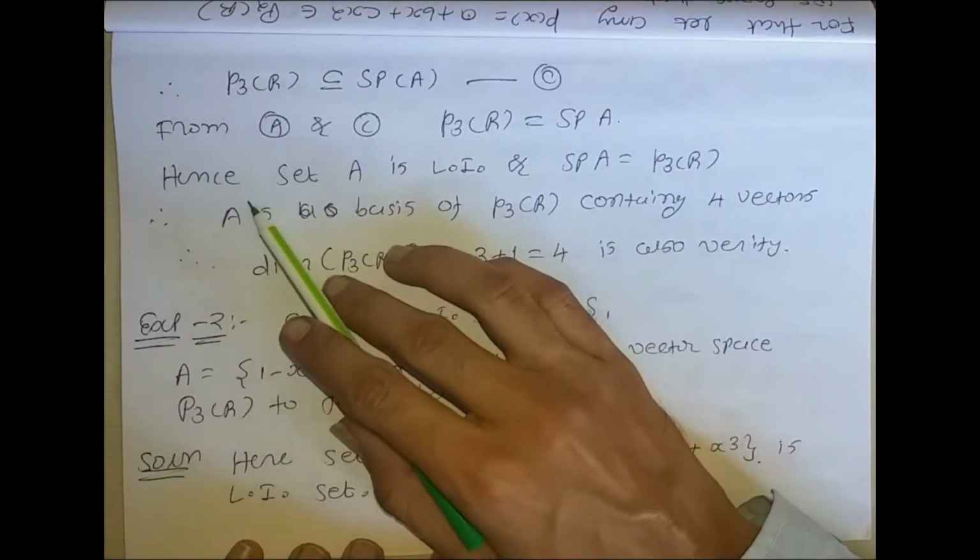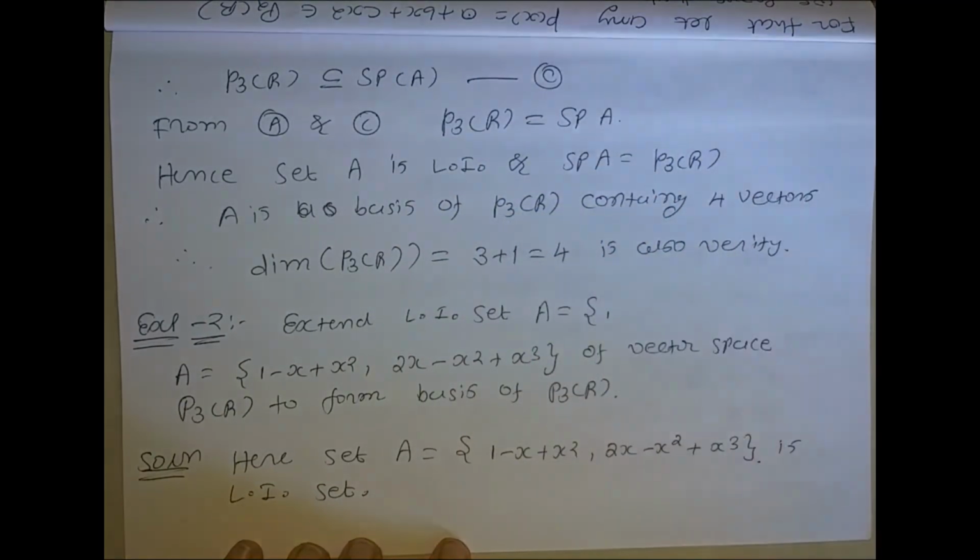So A is a basis of p3r containing 4 vectors.